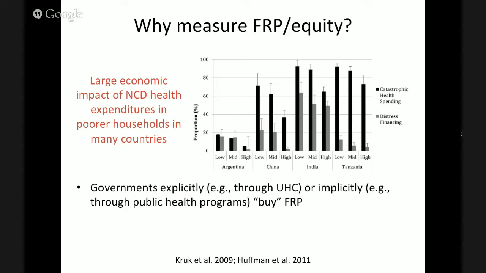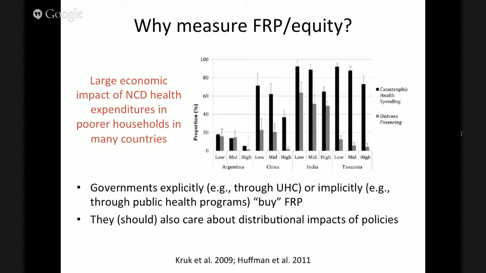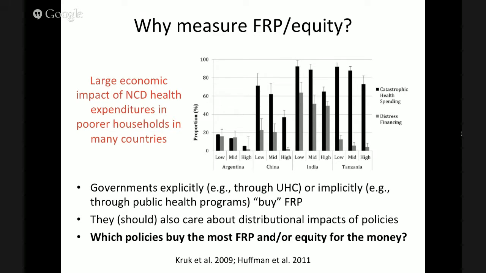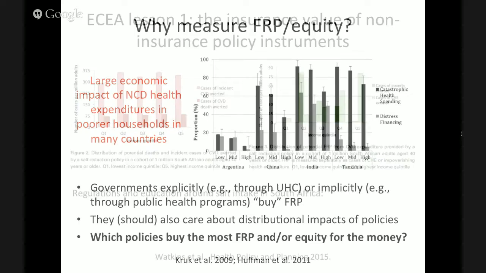So why measure these things? Well, governments actually explicitly, through universal health coverage mechanisms, or implicitly, through public health programs, buy financial risk protection by choosing to cover certain interventions. And they should also care about the distributional impacts of their policies. And so the question that ECEA answers then is, what types of policies buy the most financial risk protection and or the most equity for the amount of money invested? They also care about health benefits, but FRP and equity are additional metrics that are embedded within an extended CEA.